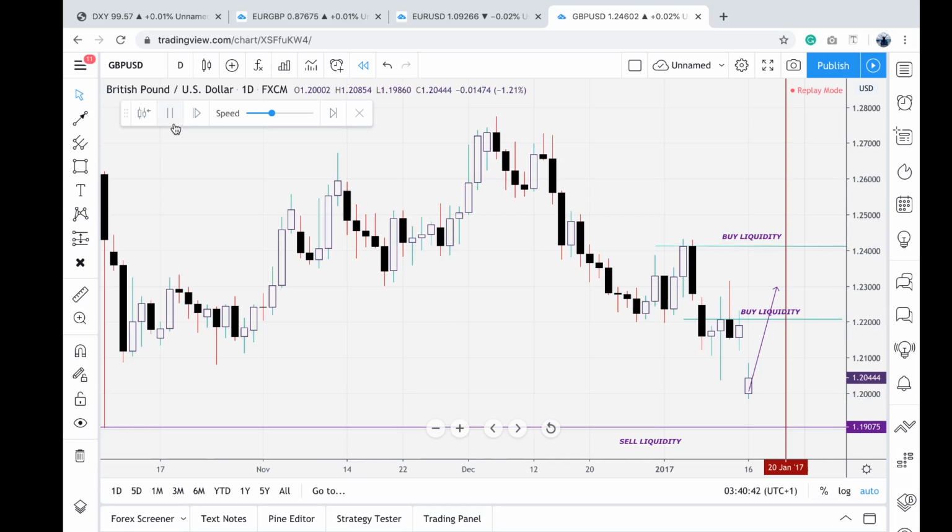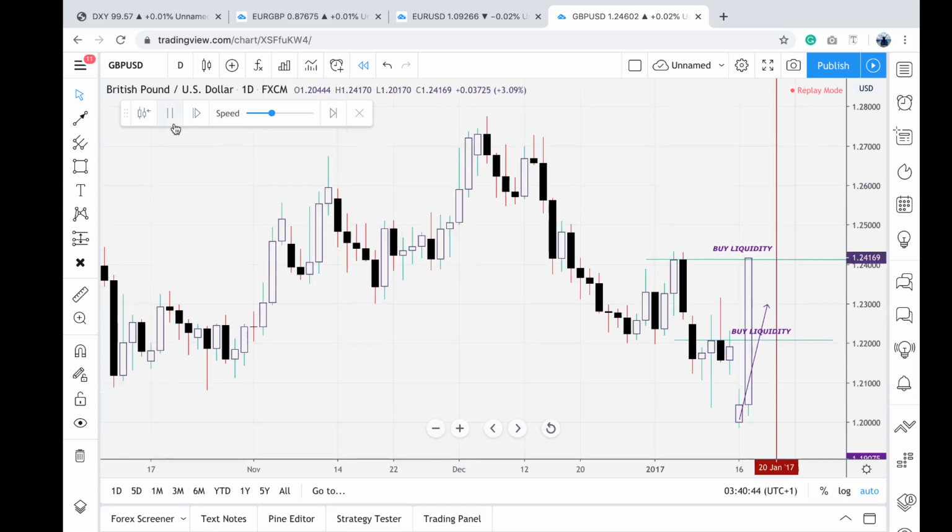That's what the market does. Wow, the market straight up blows through our two buy side liquidity. So this would have been a very, very huge move. This is how many pips? This is a 380 pip move in one day. That is insane. 380 pip move in one day.